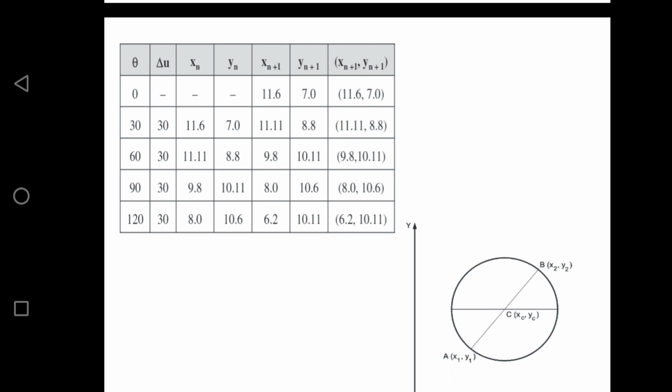So in this numerical problem, we found the center of the circle, the radius of the circle, and the parametric equation for any point on the circle. This is how you have to find the parametric equation of the circle.